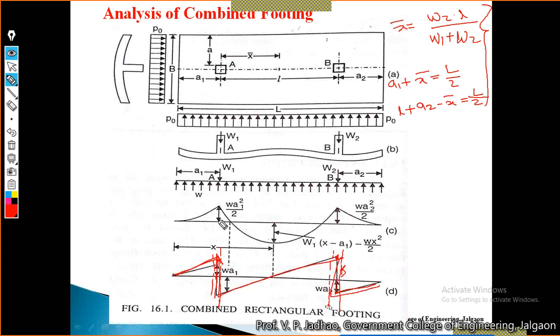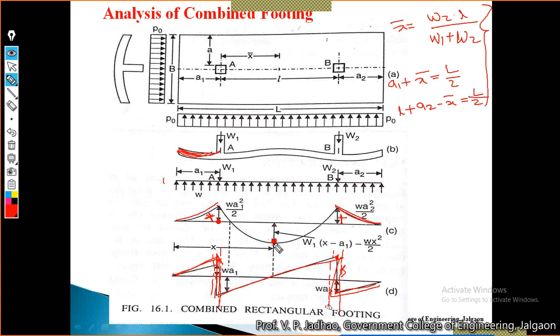For the bending moment diagram, what we will be doing? We will be taking the bending moment at this column A, so we will be getting some bending moment like this. This will be a positive bending moment, because this is a sagging portion, therefore we will be getting some positive bending moment here. Again we are having some sagging portion here, therefore we will be getting some positive bending moment here, and we want the location of the maximum bending moment.